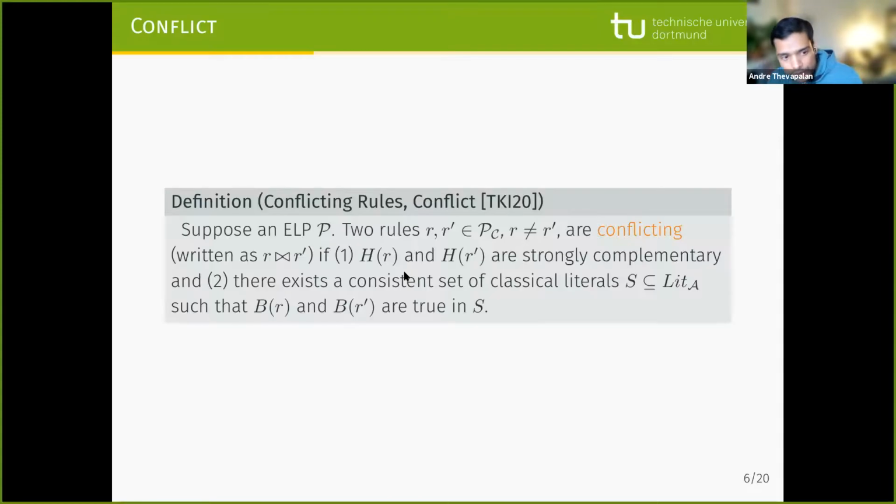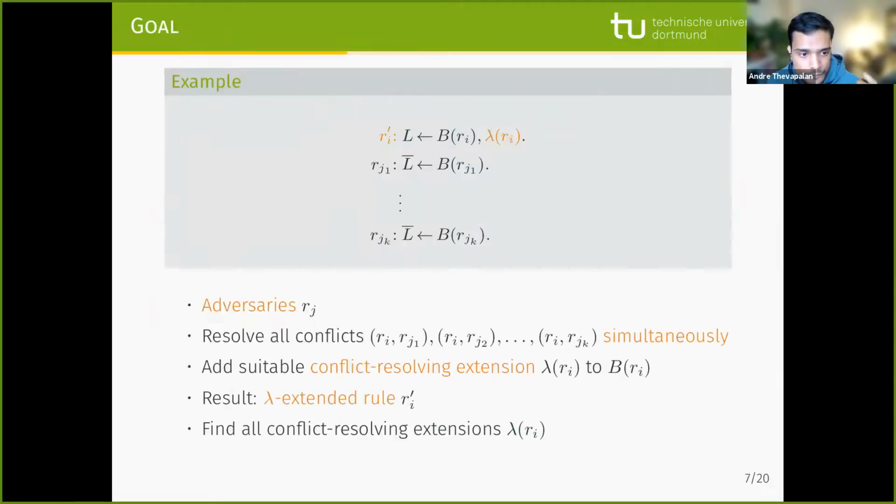So what is the conflict in our case? We say that two rules are conflicting whenever their heads are complementary or strongly complementary, and we have an interpretation S so that the bodies are true in this interpretation S. Let's say we have a rule Ri and several rules Rj with which Ri is in conflict. These rules Rj we will call adversaries, and we want to resolve all these conflicts Ri, Rj simultaneously.